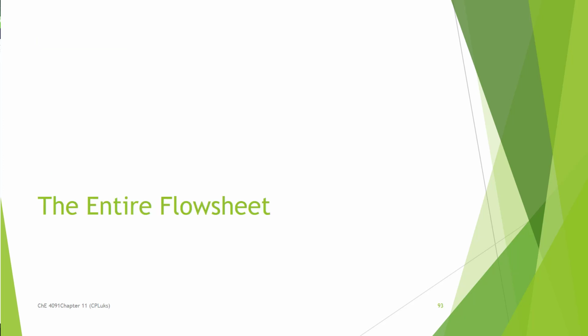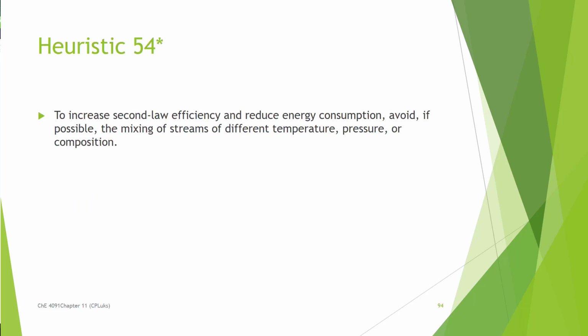And then finally, a quick look at the entire flow sheet, some things that you need to think through. First, you want to increase your second law efficiency. Remember, we need to be good stewards of our environment, and we want to reduce energy consumption. One way to be the best steward is to avoid mixing streams with different temperatures, very different pressures, or different composition.